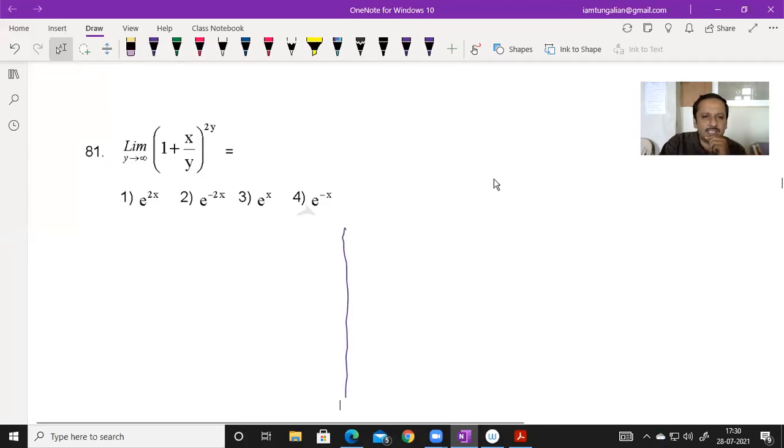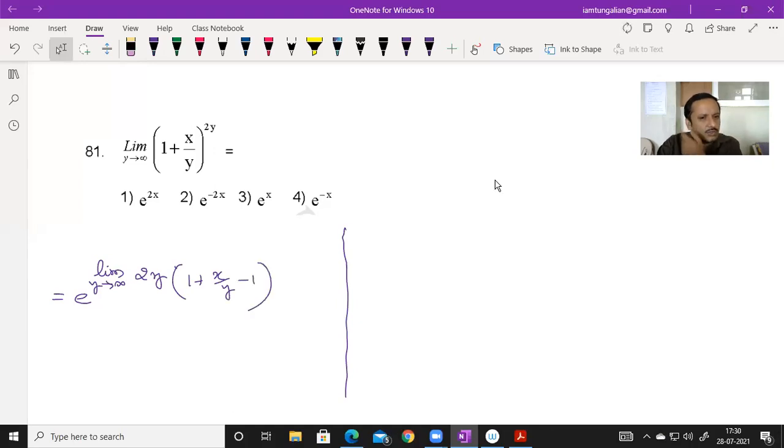First method: if I directly apply the limit as y tends to infinity, x by y will tend to 0. When y tends to infinity, 1 by y will tend to 0. So 1 plus 0 means 1 here, and the power is infinity. So it's of the form 1 power infinity. When it is of the form 1 power infinity, you can use that formula. That formula says it is equal to e to the power limit y tends to infinity g of x, that means 2y, into f of x minus 1, (1 plus x by y) minus 1.